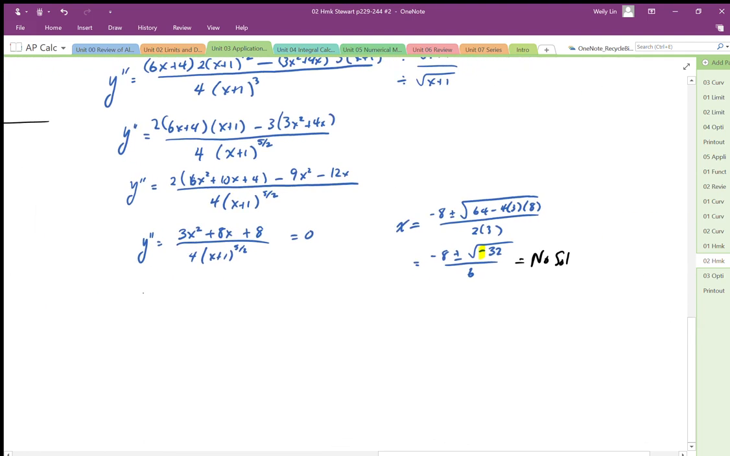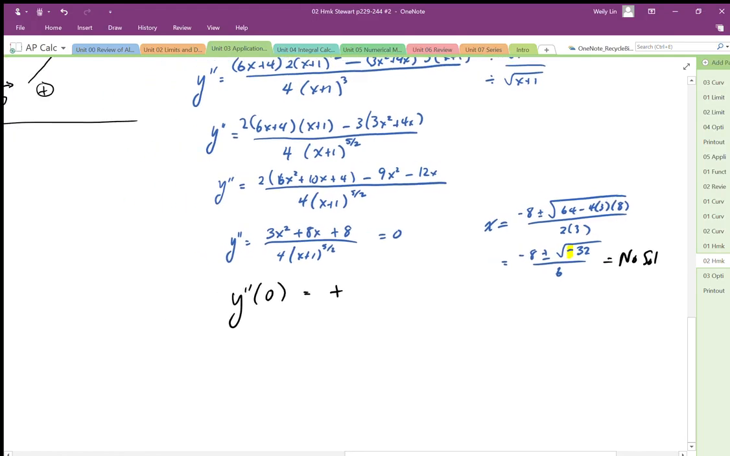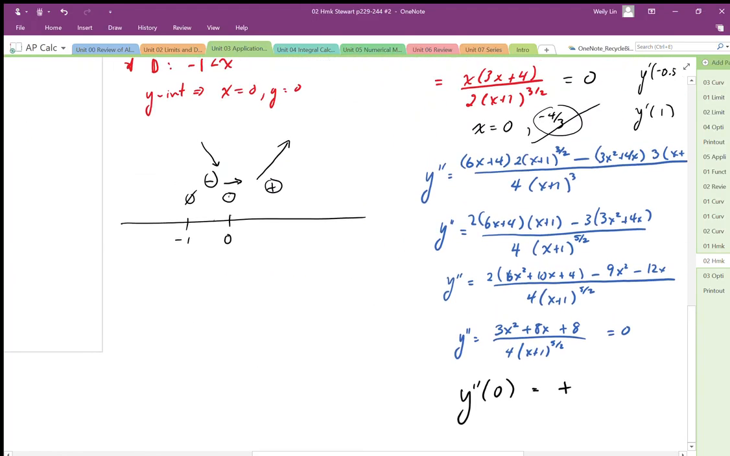So I can calculate the value of the second derivative. Let's just do it at 0. The second derivative is going to be equal to positive when I plug 0 in. So if I were to do my concavity chart, so this is my slope chart. My concavity chart means that it's positive or concave up for that whole region.